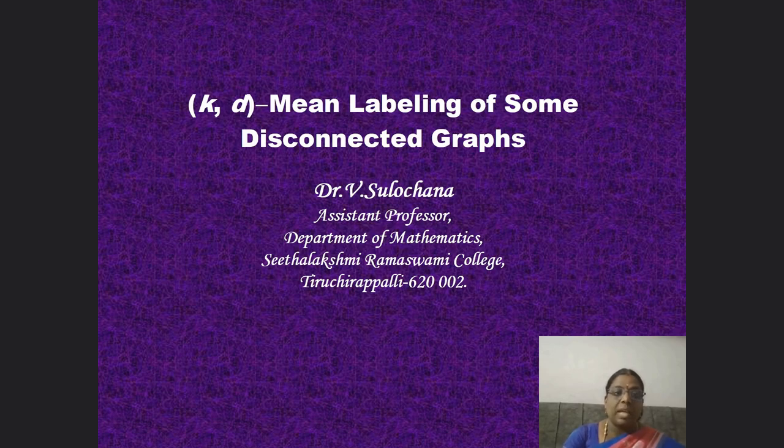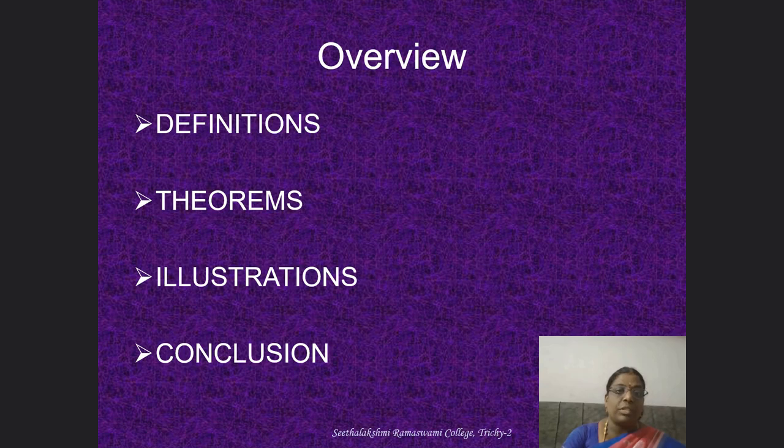In this presentation, I am going to discuss the K-D mean labeling of some disconnected graphs. This presentation consists of the definitions for the graph labeling and the graphs used for this labeling. The results obtained for those graphs are stated as theorems, and we have the illustration for those results. At last, we have the conclusion.